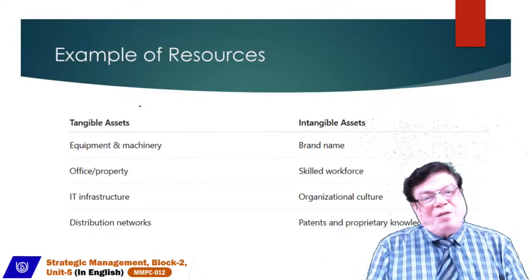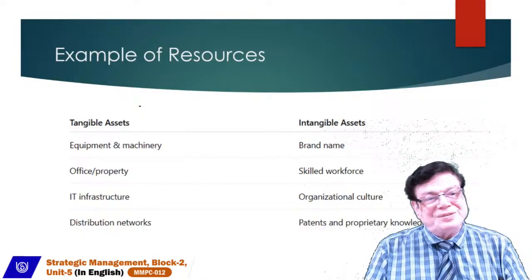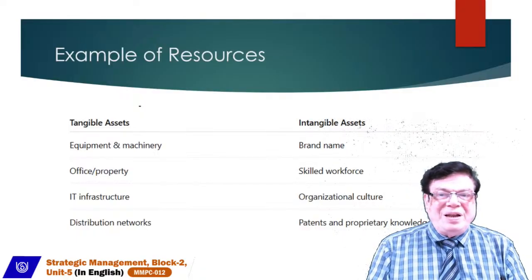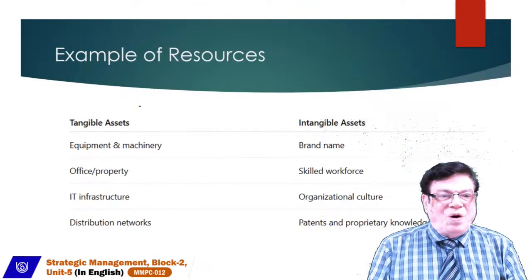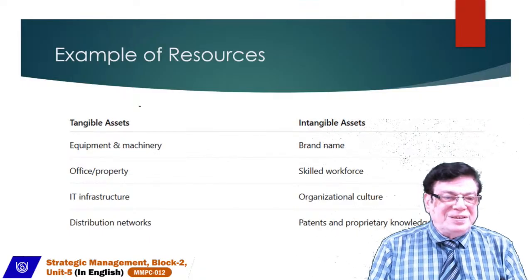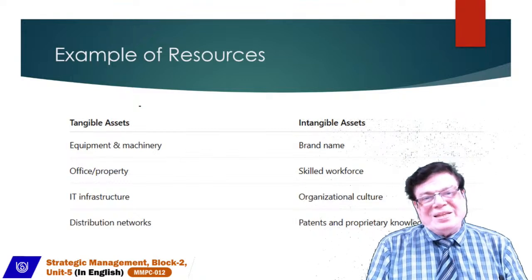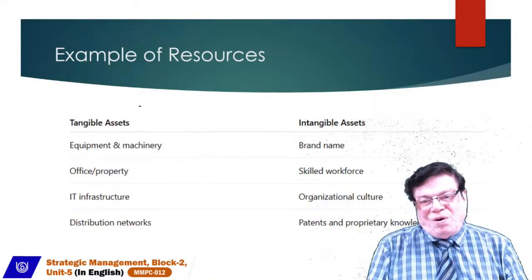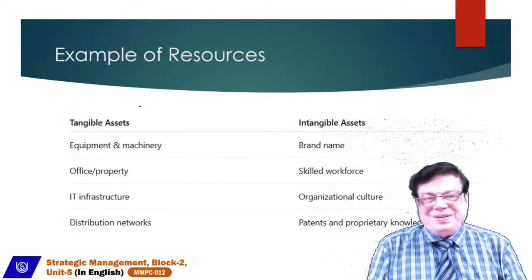Now we come to examples of resources. Tangible assets: the examples are equipment and machinery, office property, information technology infrastructure, and distribution networks. Intangible assets: brand name, skilled workforce, organizational culture, patents and proprietary knowledge.